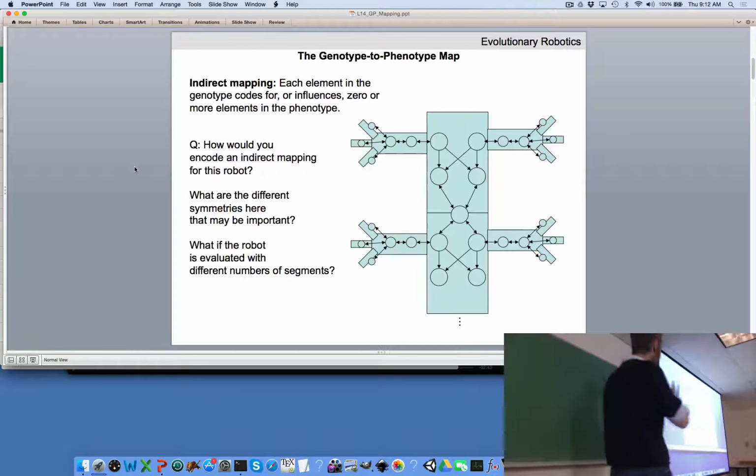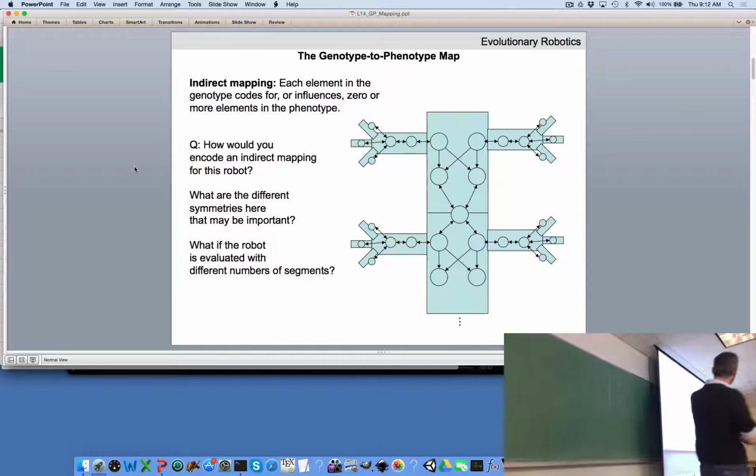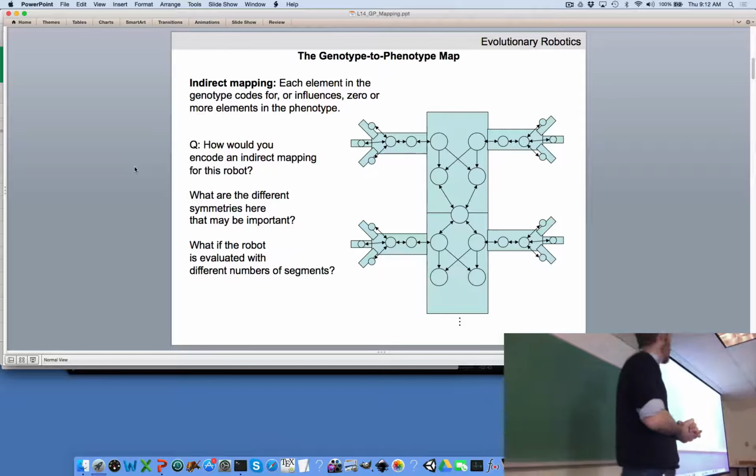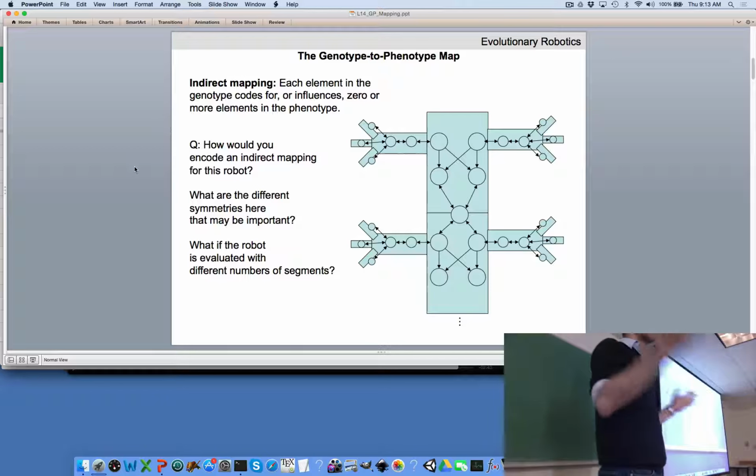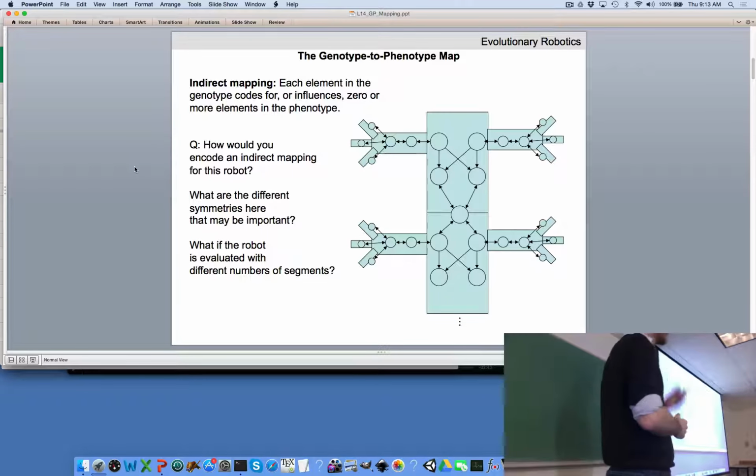Okay, so to build up an idea for why this is useful, let's have a look at this cartoon robot over here to the right. So we could, of course, use a direct mapping here. We could count up all the arrows in this cartoon, and however many there are, that's the size of our genotype. That's the number of synaptic weights we need to evolve. But we can see that there are different symmetries here. So we probably want to have symmetries in the neural network as well. So how would we encode this in an indirect mapping that would take into account these symmetries?